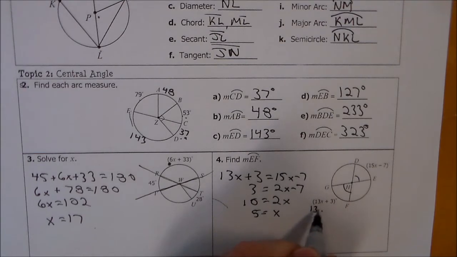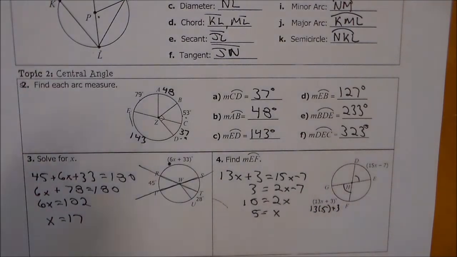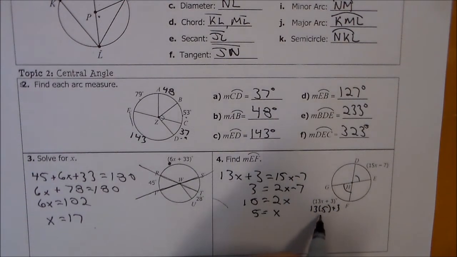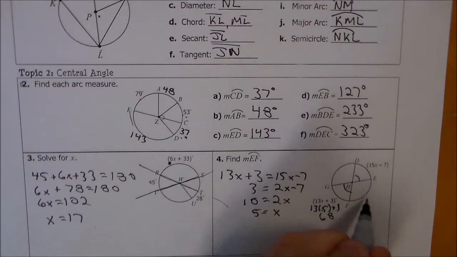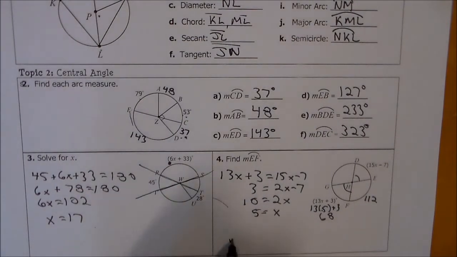So we're going to do 13 times 5 plus 3. 13 times 5 is 65, plus 3 is 68. So now we're going to go 180 minus 68 to get 112 for our arc. So the measure of arc EF is 112.